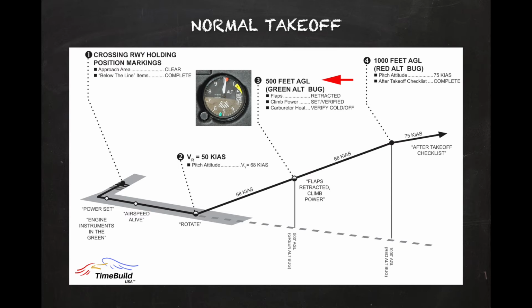Also check that the engine is performing properly by ensuring that the throttle is full forward and has not creeped back. Check for proper RPM and verify that the engine instruments are in the green and that the carburetor heat is cold. Continue the initial climb at VY to 1,000 feet above ground level.